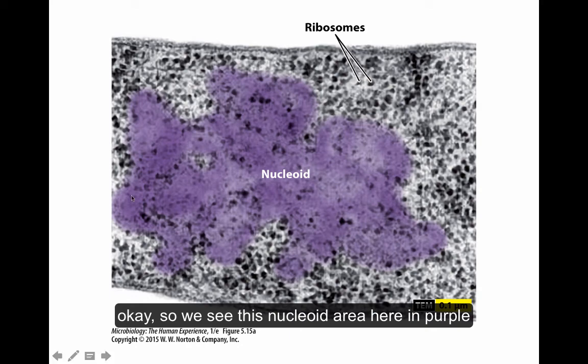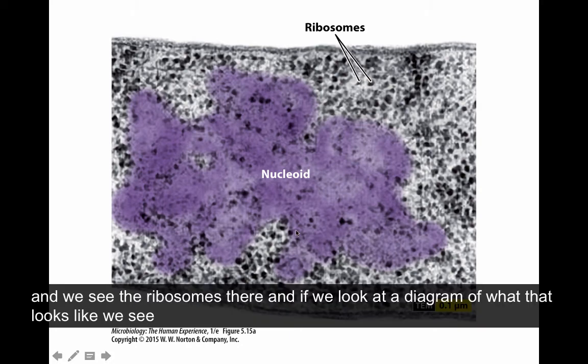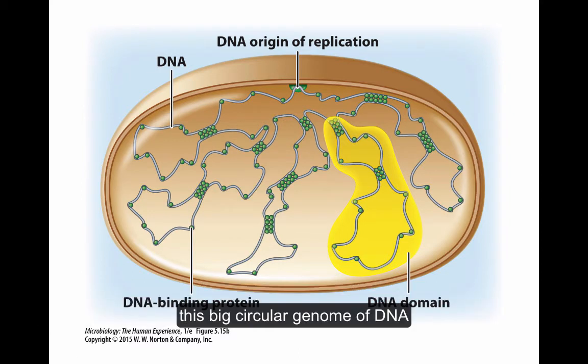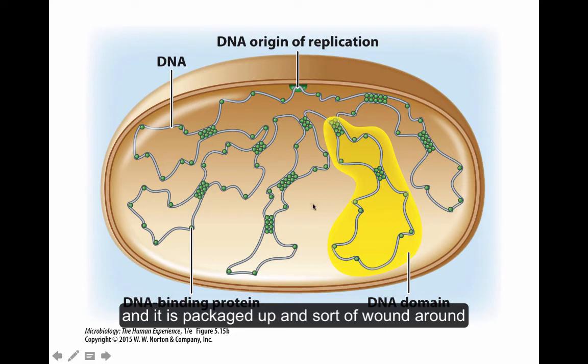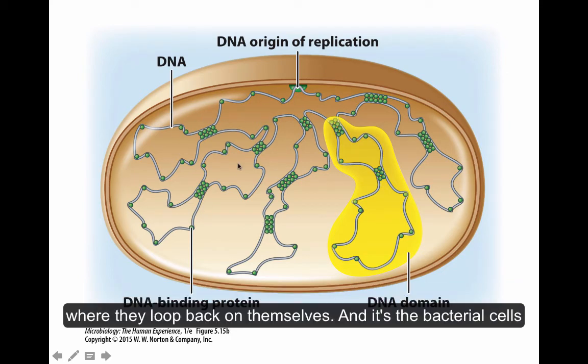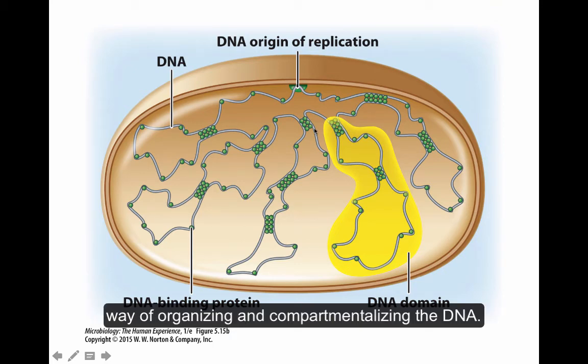Okay, so again we see this nucleoid area in purple, and we see the ribosomes there. And if we look at a diagram of what that looks like, we see this big circular genome of DNA, and it's packaged up and wound around with these DNA binding proteins in green, and they form these domains where they loop back on themselves. And it's the bacterial cell's way of organizing and compartmentalizing the DNA.